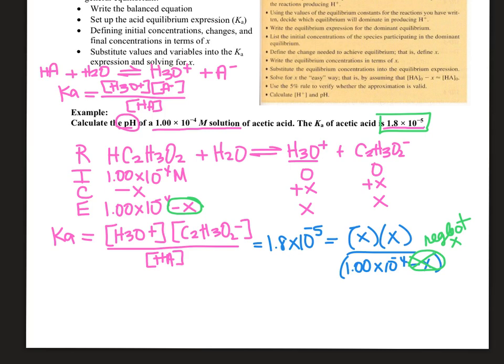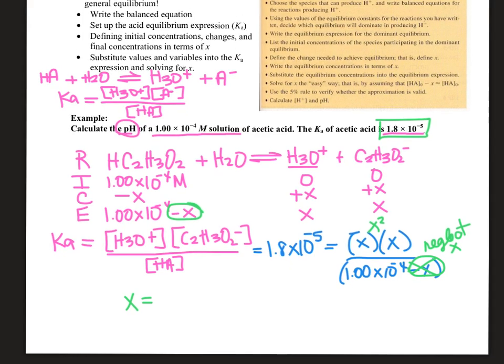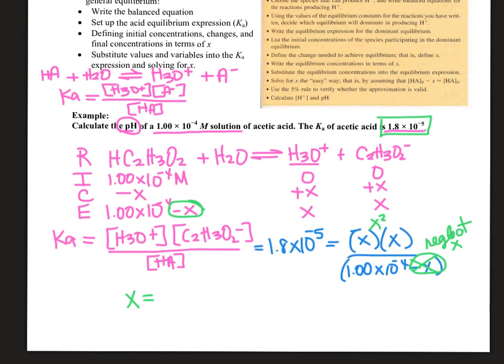So you're going to neglect the X and go ahead and do the math. You're going to multiply 1.8 times 10 to the negative 5 times 1.0 times 10 to the negative 4, and this is going to be X squared. Then you're going to square root everything. When you solve for X, X is going to end up equaling 4.2 times 10 to the negative fifth, and that's going to be a molarity.